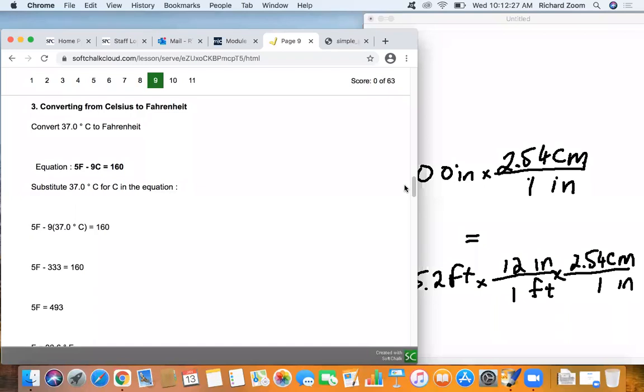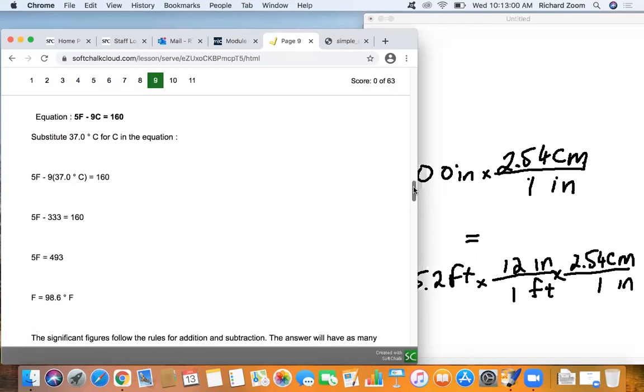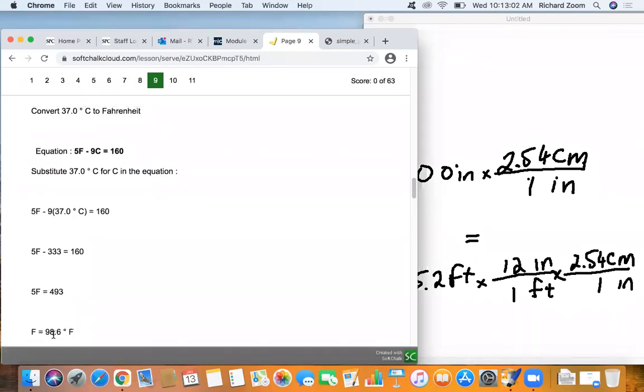Now take a look at this one, converting Celsius to Fahrenheit. Let's say we use 5F minus 9C equals 160. Well, we can do some algebra there and substitute in the 37.0 for the C and then solve for F. Now, when we do this, we need to be mindful of how many places past the decimal we have in the number we started with. There's one place past the decimal, and that's the zero there. So the answer comes out to be 98.6 degrees Fahrenheit.